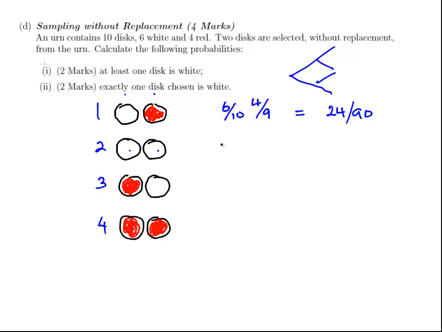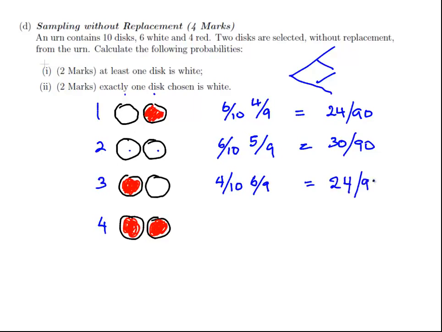A white and a white: 6 out of 10. Now, once you've taken out the first one, there's only 5 left out of 9, so it's 5 out of 9, and the probability of that is 30 divided by 90. A red, then a white. Well, there's 4 reds to start with, 4 out of 10. Take one out. You have 6 whites and 3 reds, so the probability of picking a white out of the 9 remaining discs is 6 out of 9. That's also 24 out of 90.